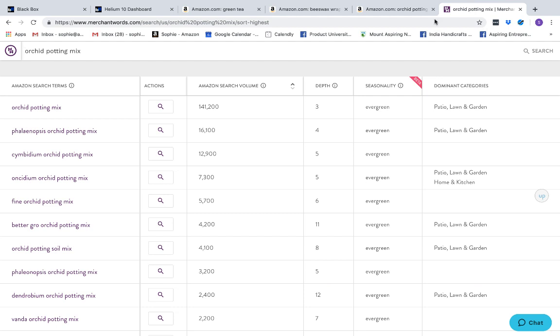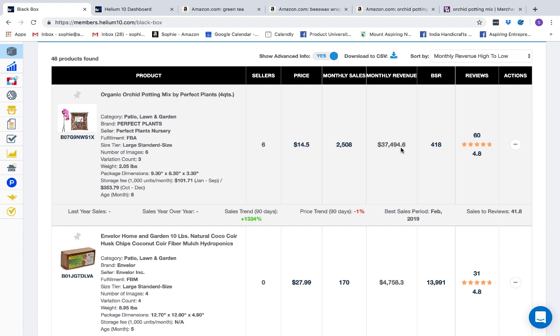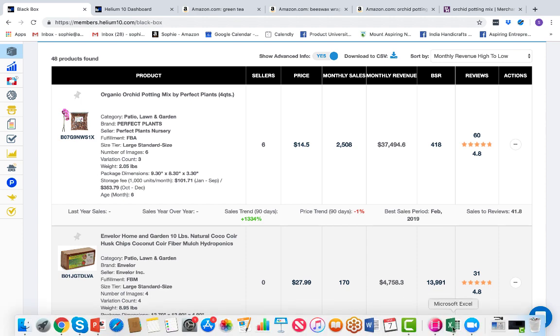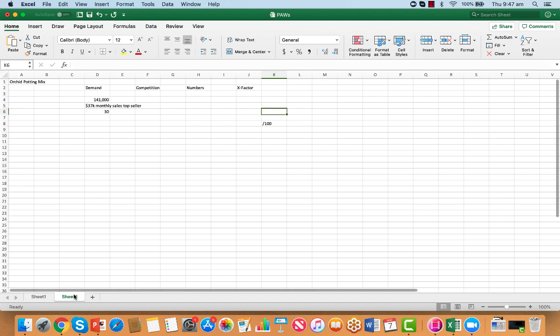So of the 141,000 searches, these guys seem to be getting quite a good number of sales. And it's looking pretty solid. So I would go back to my spreadsheet and just confirm that top seller gets 37k monthly sales. And I'll just keep reference for this for later, because at the end of this, I'm going to be able to give my product a mark out of 100. And at the moment, I'm not sure what that's going to be, but we're up to 30 already for the demand being enough and seeing evidence that that demand really happens and turns into a sale.